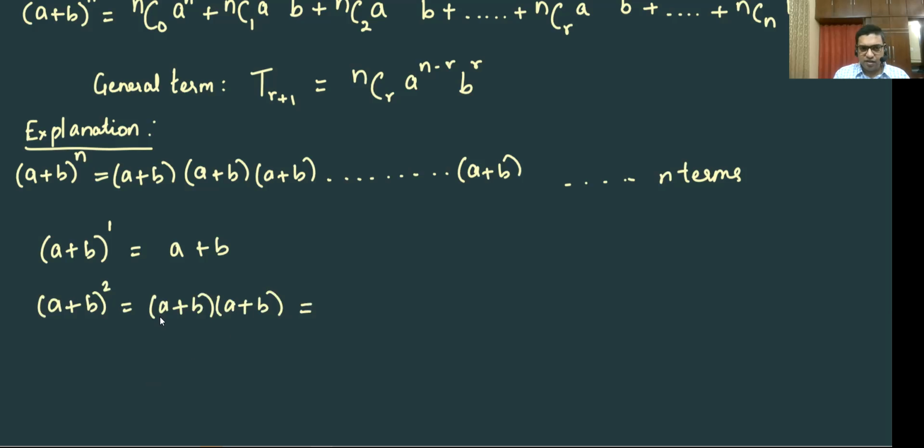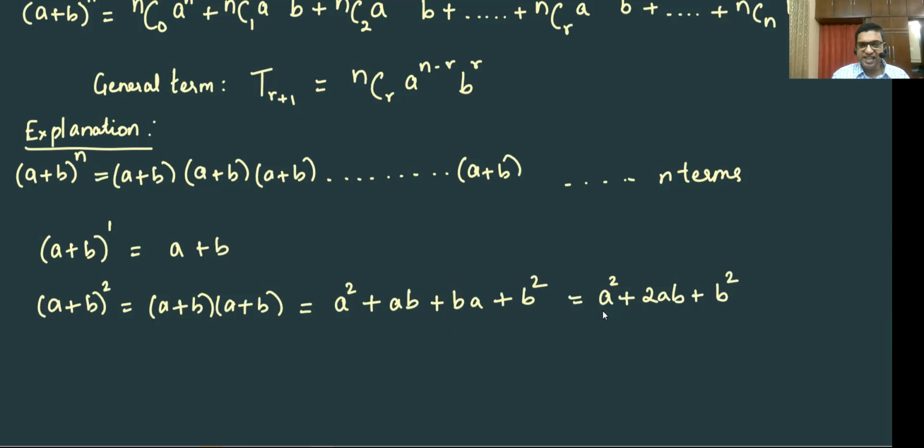What do you get? A gets multiplied with a, you get a square. Then a from the first term gets multiplied with b from the second term, you get ab. Then b from the first gets multiplied with a from the second term, and b gets multiplied with b. This is how it happens. So here, because ab is equal to ba, you get a square plus b square plus 2ab.